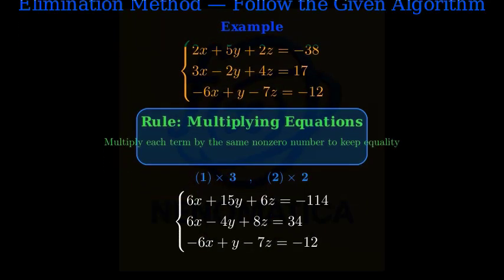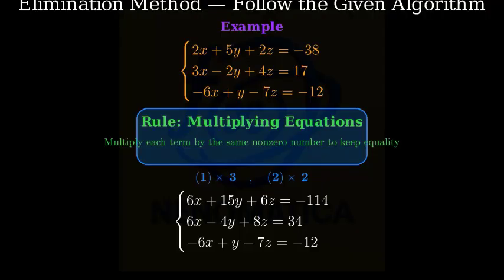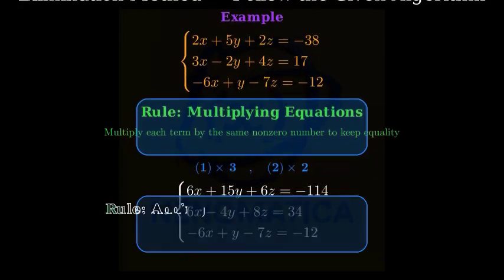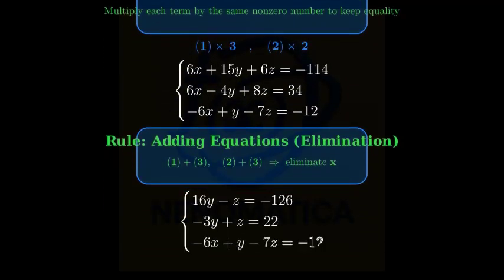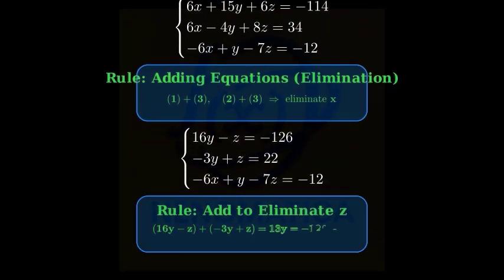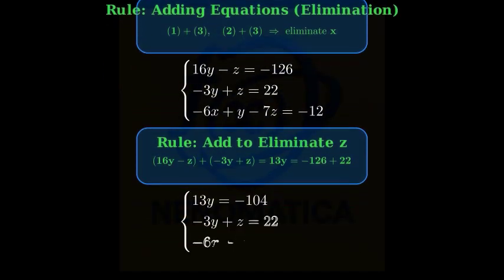Step 2. Replace the first equation with the sum of the first and the third, and replace the second equation with the sum of the second and the third. Adding equations eliminates x immediately because 6x plus negative 6x equals 0 in both sums. Show the new system with x eliminated in the first two lines. Step 3. Replace the first of these two y and z equations with their sum. This cancels z because negative z plus positive z equals 0. That gives a single equation in y only.